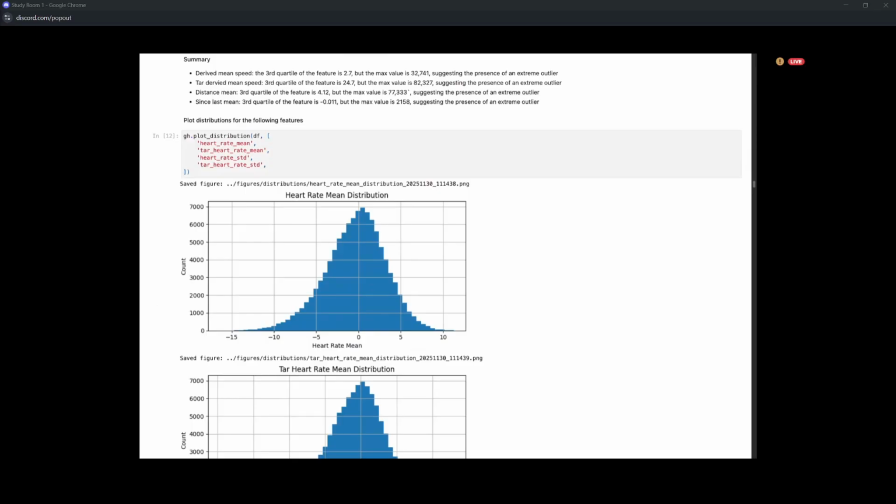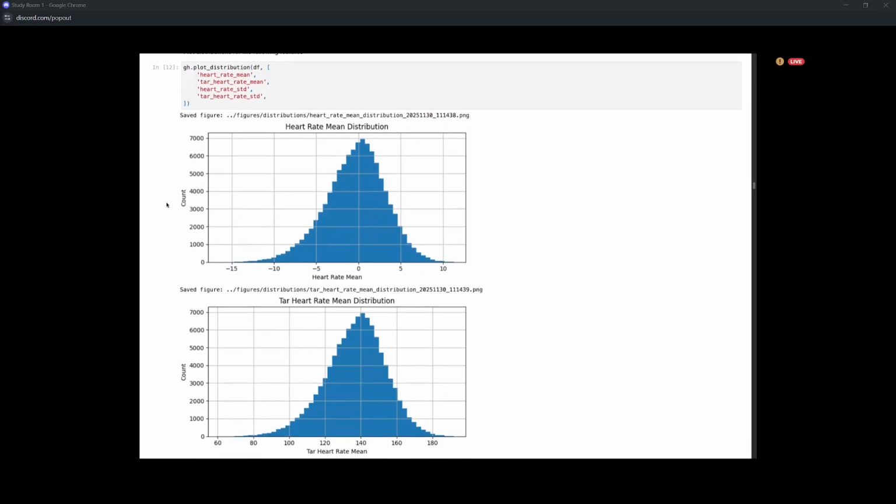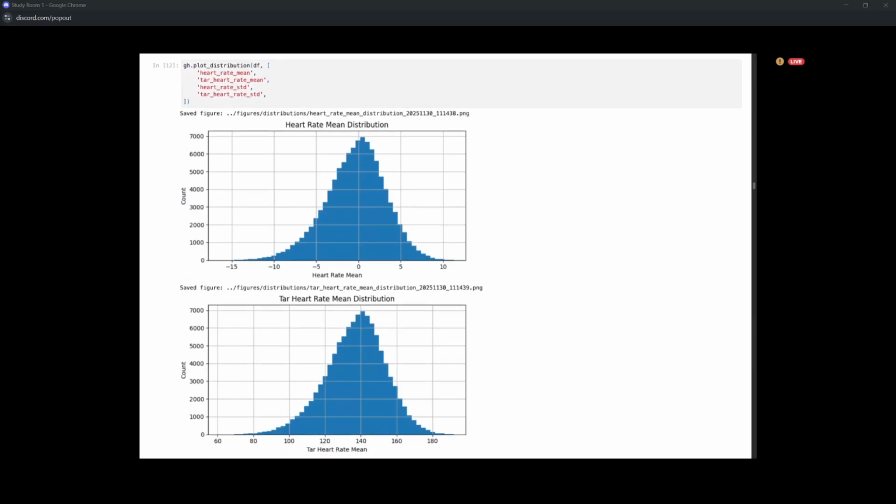So the first set of plots that we make are some histograms from some sample variables in our data set. We decided to plot heart rate mean, target heart rate mean, and then the standard deviations of both of these variables. For the mean distributions, both of these variables are normally distributed, having centers around a z-score of 0 for heart rate mean, and then a center of 140 BPM for the target heart rate.